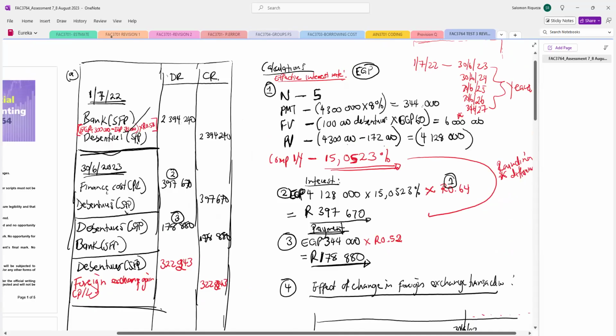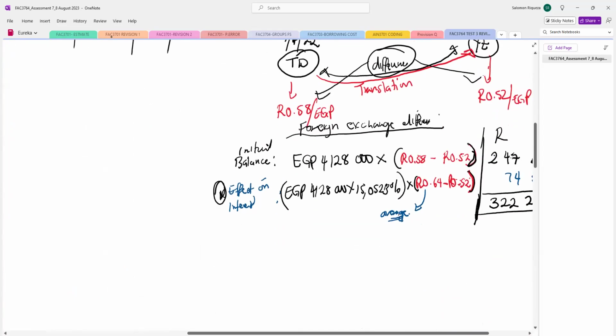On the last part, is it a principle to always use the initial balance? Because I got it wrong because I used the balance of debentures as at 30th of June 2023 after the payment. So it means I didn't use 4,128,000. Instead, I used the balance after they made payment. Okay, you should also get the same answer. You should get the answer correct even if you do that.